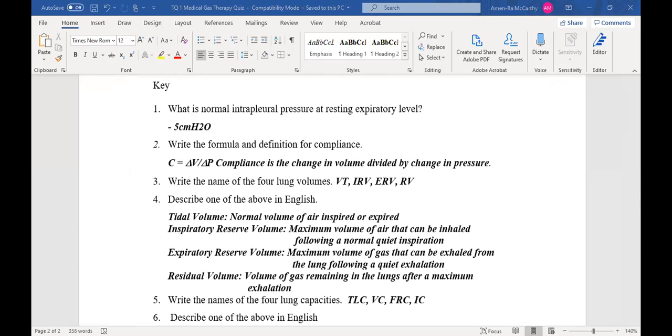Number 2. Write the formula and definition for compliance. Compliance is change in volume over change in pressure. Compliance is the change in volume divided by the change in pressure. Number 3, write the name of the 4 lung volumes. Tidal volume, IRV, ERV, and RV. Okay?